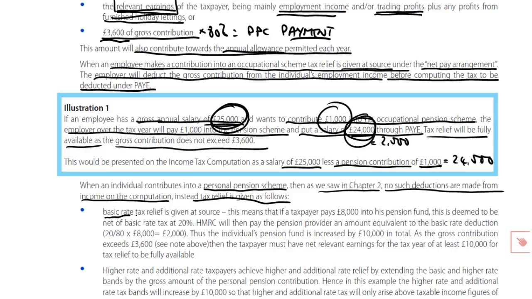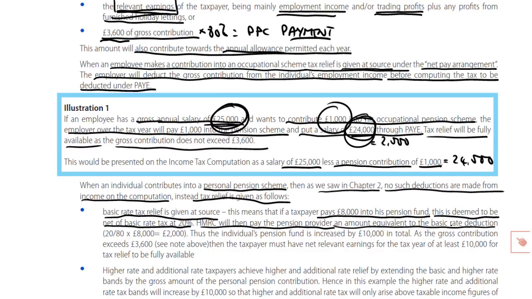Instead, basic rate relief is said to have been given at source. Using the numbers I quoted a moment ago, if the individual taxpayer pays £8,000 into his personal pension scheme, this is deemed to be net of basic rate tax at 20%. The good news, therefore, is that HMRC will then pay the pension provider an amount equivalent to the basic rate tax deduction. If the net amount is £8,000, 20/80ths of that will be the amount of tax to pay.